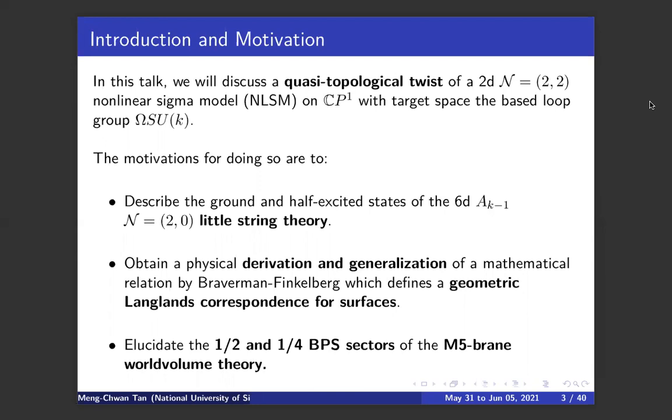The motivations for studying this model are the following. We want to describe the ground and half-excited states of the 6D A_{K-1} type N=(2,0) little string theory. As we will explain later on, the topological sector of this sigma model can be used to describe the ground states, and the half-excited states of the sigma model can be used to describe the half-excited states of the little string theory. We will go into those details in a while.